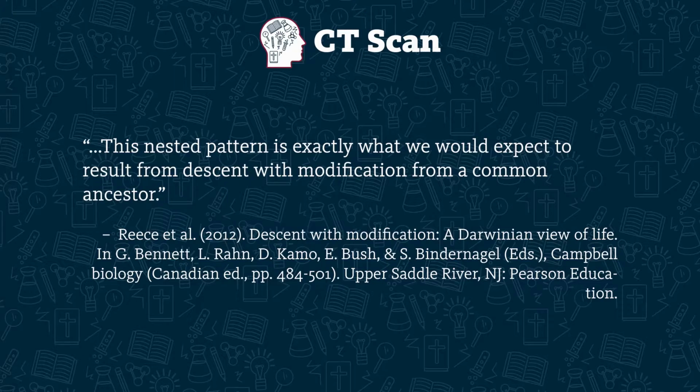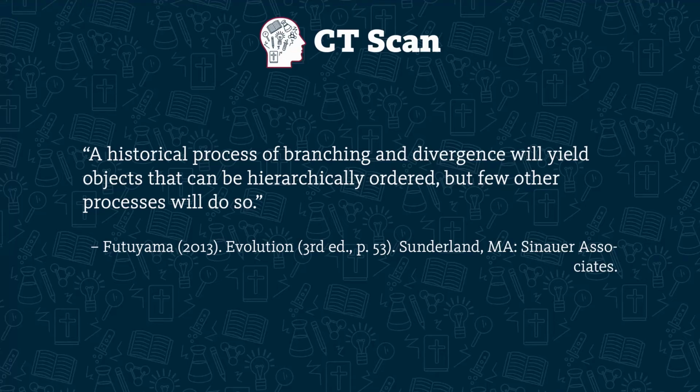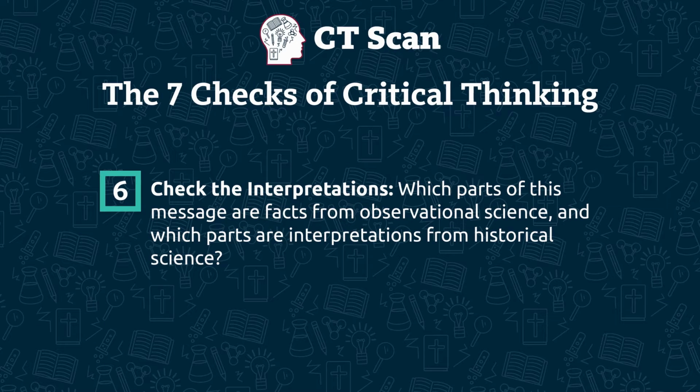As my first-year biology textbook said, this nested pattern is exactly what we would expect to result from descent with modification from a common ancestor. And my third-year evolution textbook concurred, a historical process of branching and divergence will yield objects that can be hierarchically ordered, but few other processes will do so. Well, is that true? Let's think about it using critical thinking check number 6, check the interpretations.